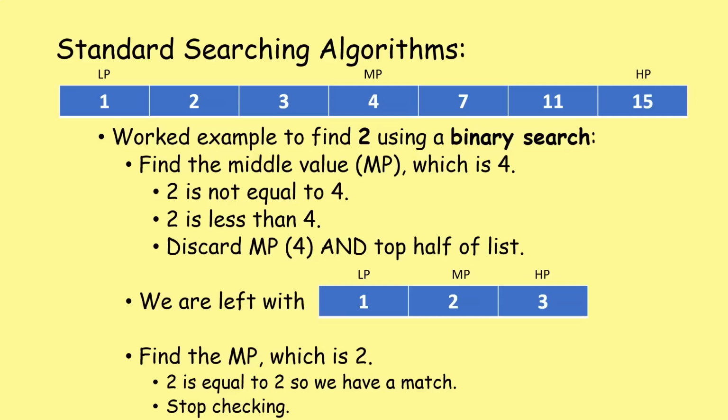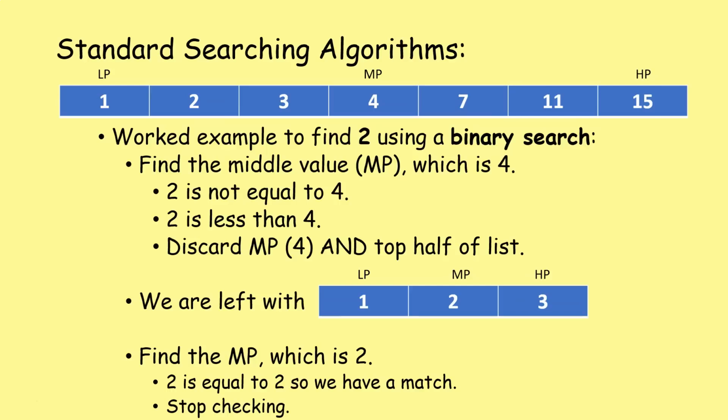So therefore we discard the midpoint and the entire top half of the list and only look at the bottom half of the list for the next step. And that leaves us with 1, 2, and 3. Again, low point, midpoint, high point. Midpoint's nice and easy to find. Notice that the value 4 is no longer in the list because we've discarded the midpoint. We know it's not the number we're looking for, so we don't include it after the discarding. And that is a common mistake that I notice a lot of students make.